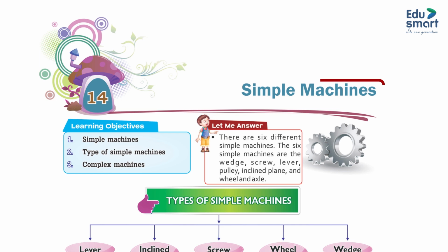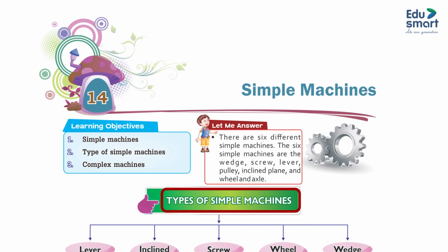Chapter 14, Simple Machines. Learning Objectives. 1. Simple machines. 2. Types of simple machines. 3. Complex machines. Let me answer. There are 6 different simple machines. The 6 simple machines are the wedge, screw, lever, pulley, inclined plane and wheel and axle.